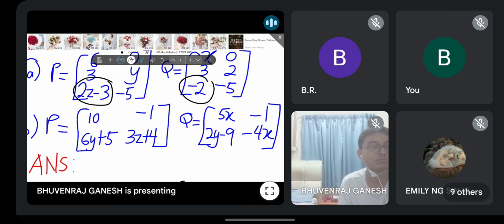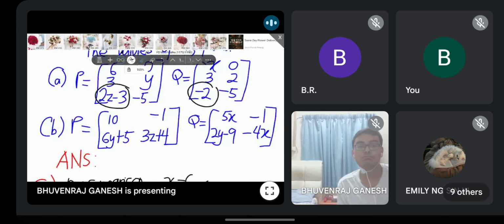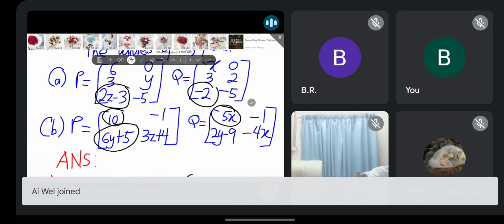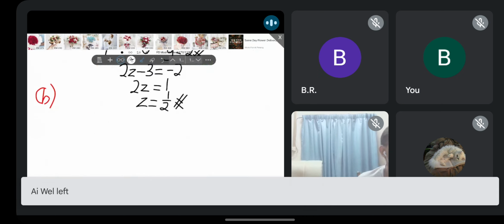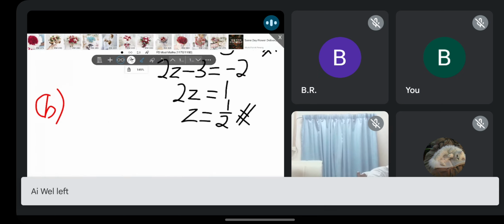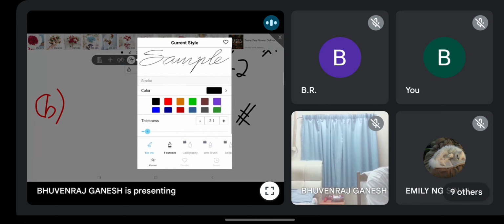Guys, are you all clear with the part B question? Can you understand how to get the X, Y, Z? Basically for X, you compare 10 and 5X. Second, 6y plus 5, you compare with 2y minus 9, you will get the y. 3z plus 4, you compare with negative 4x, you will get the z value. So you can write your working like this. For part B, let me write it down.